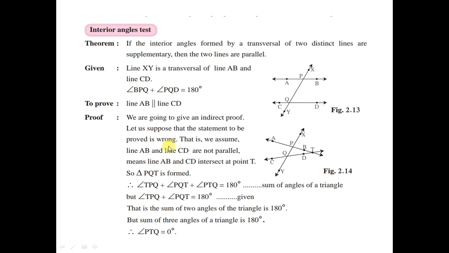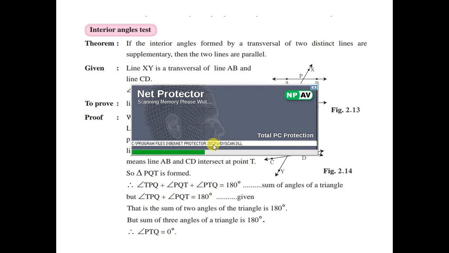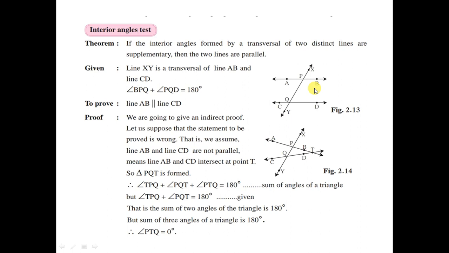Now here again we are going to start with an indirect proof. Let us suppose that the statement to be proved is wrong. That is, we assume that line AB and line CD are not parallel. Now we need to prove that line AB and line CD are parallel, but we will try to prove that they are not parallel. In indirect proofs, we always need to prove something that is opposite.